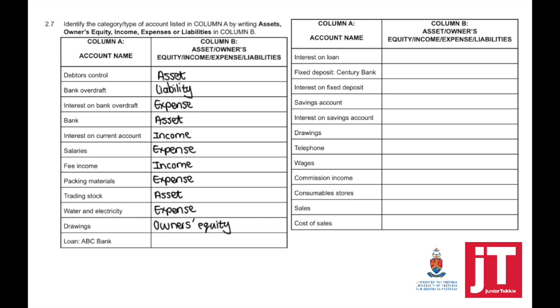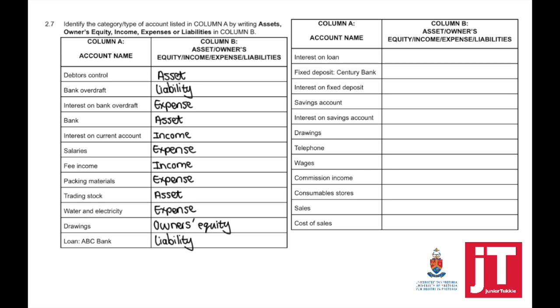Drawings will affect the owner's equity. It is an owner's equity account. And to go even further, this would be regarded as a direct owner's equity account. Loan, ABC Bank, it means that we have borrowed money and we owe money to ABC Bank, and that is regarded as a liability. Again, can you see why it's important to understand the definitions of each one of them?